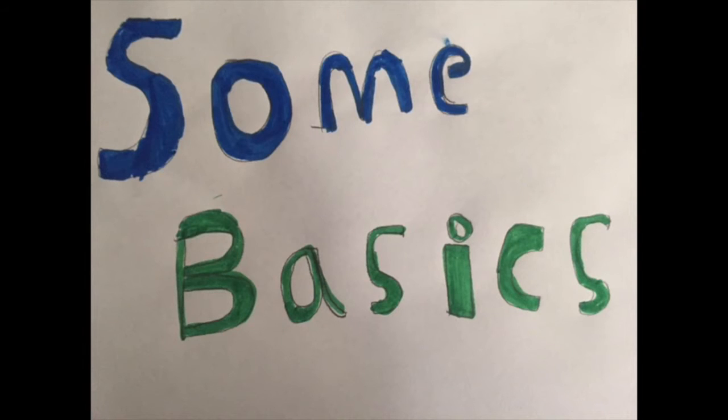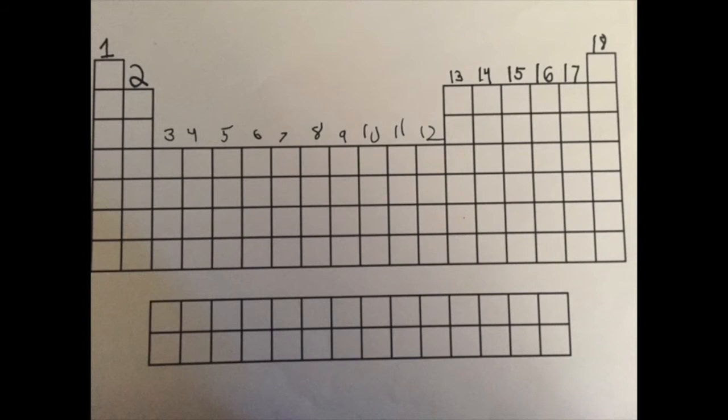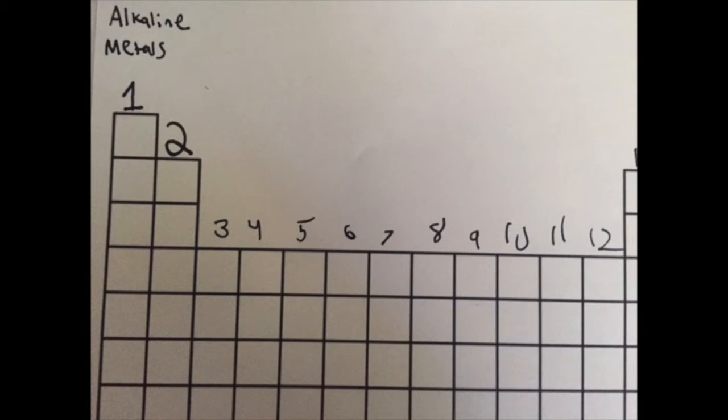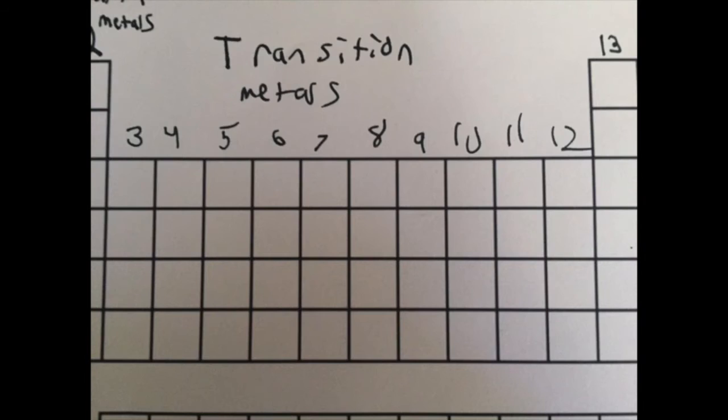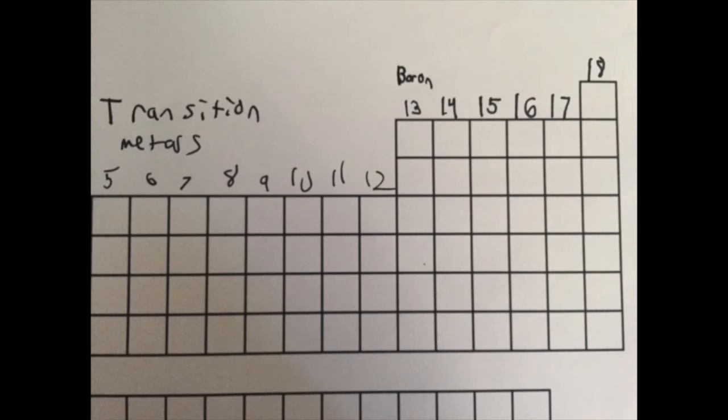Now let's go over some basics about the periodic table. As you know, or as you should know, there are 18 families that go across the periodic table and 7 groups. Now, families are the columns in the periodic table. For example, column 1 is the alkali metals. Column 2 is the alkaline earth metals. Columns 3 to 12 are interesting. They're all transition metals. Column 13 is the boron family.